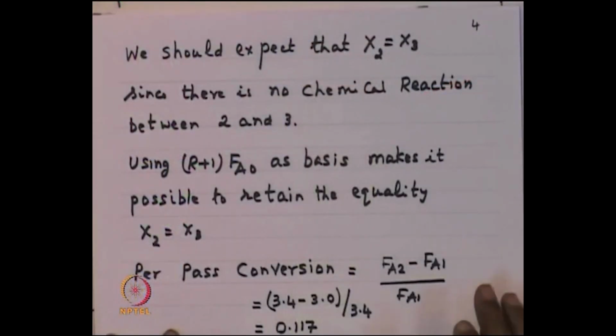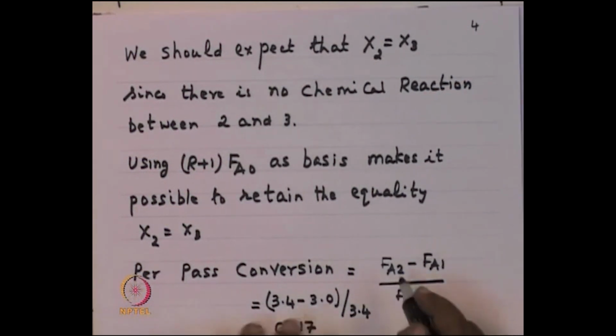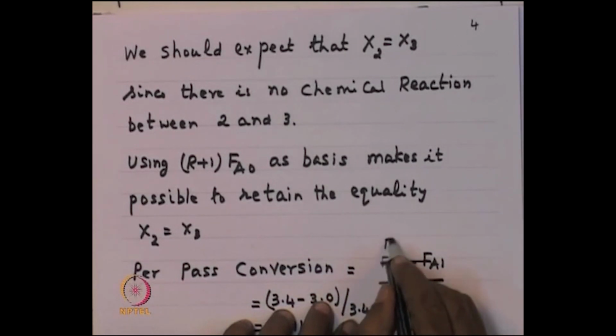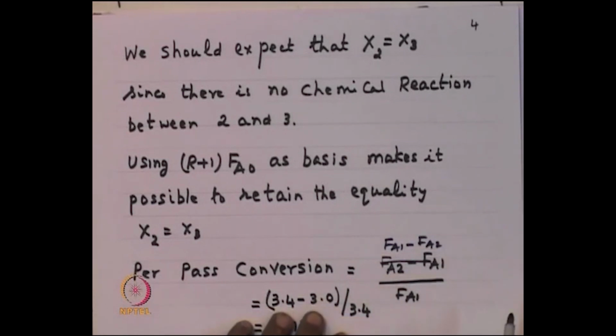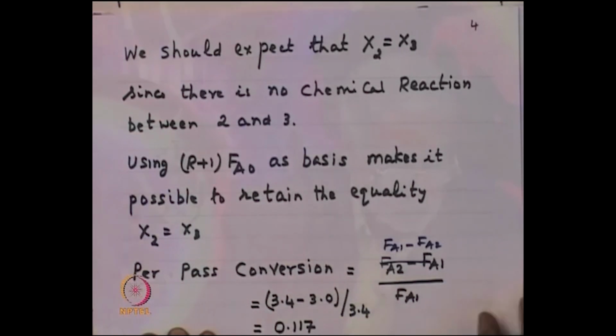Then I said we can calculate per pass conversion. In this particular case, for example, what is per pass conversion? F A 1 minus F A 2, I should have said, it is reverse. F A 1 minus F A 2, this is per pass conversion. So, it is 3.4 minus 3, this is how it will come out to be, okay, 0.117.